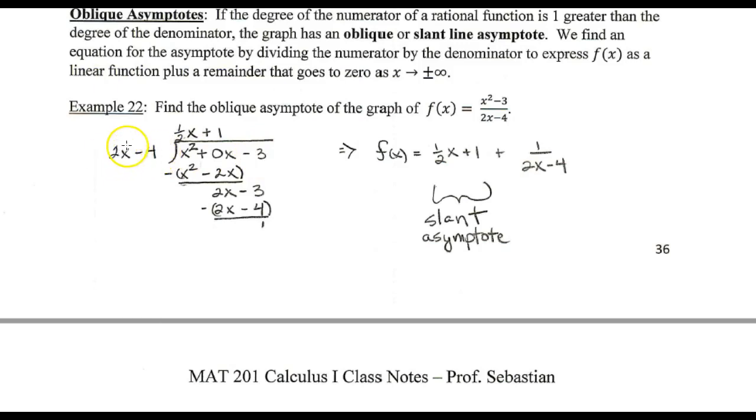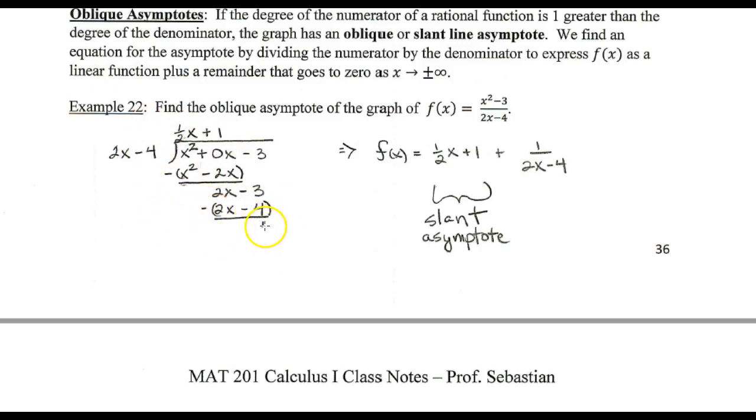So 2x goes into x squared how many times? Or 2x times what equals x squared? That is 1/2 x. Multiply through by 1/2 x, and then subtract that amount. I end up with 2x, bring down the value, I get 2x minus 3. 2x minus 4 goes into 2x minus 3 one time, so 2x goes into 2x once. So 1 times 2x minus 4, subtract that, I end up with 1.